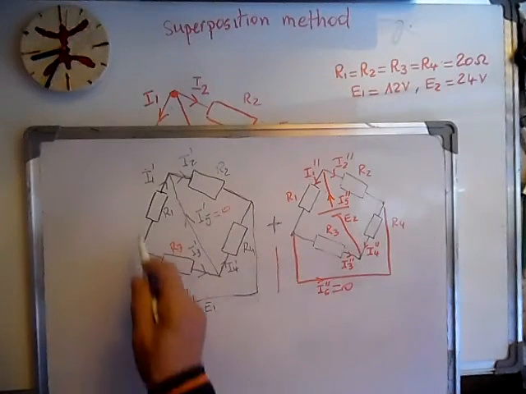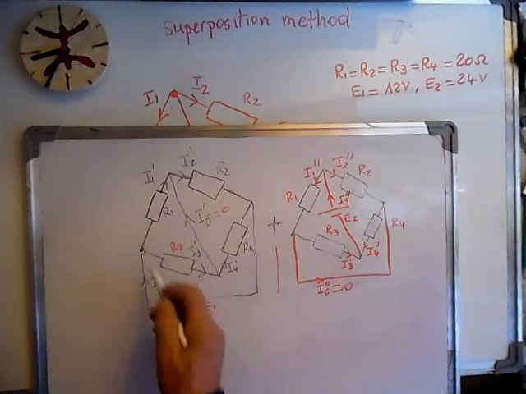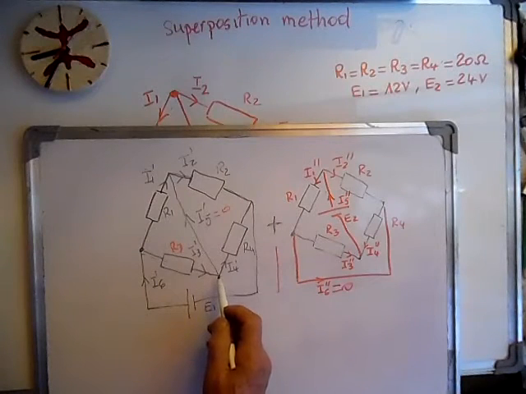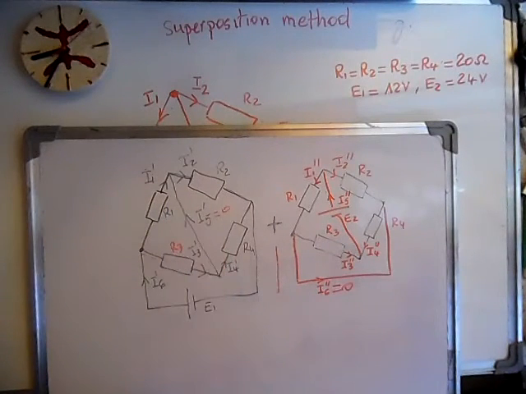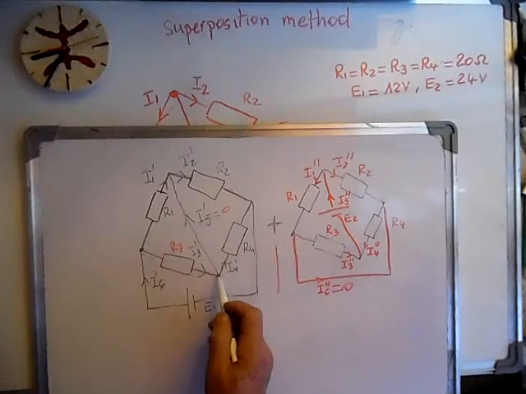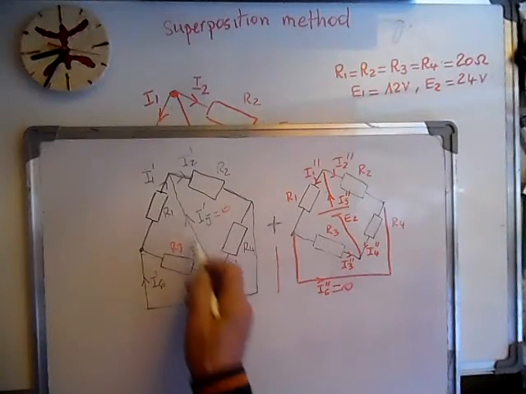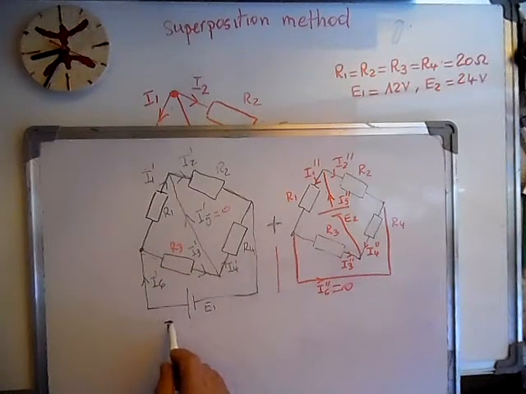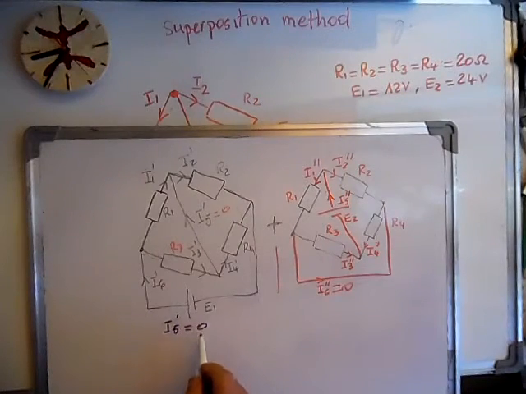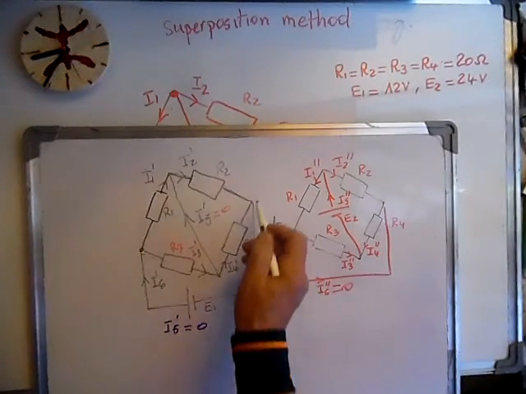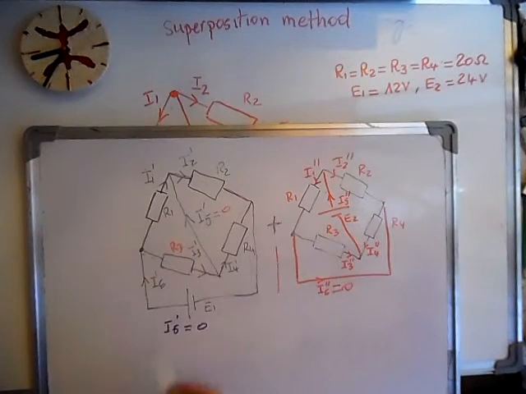Here the resistances are equal, so this point and this point have the same potential. So this current will be 0. There is no connection, so the first thing we can write is that I5 prime is equal to 0, because the voltages here are equal. So this point and this point have the same potential.